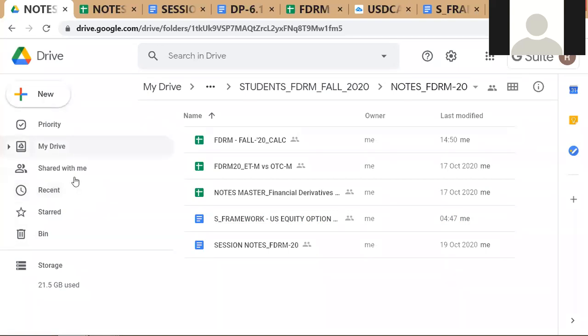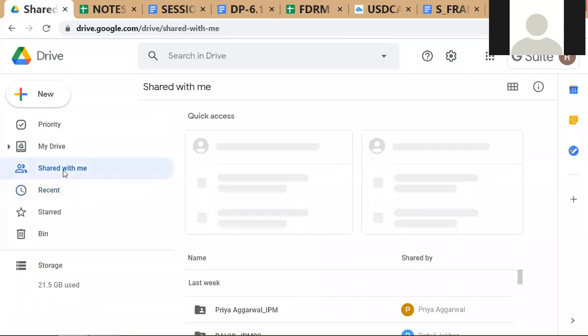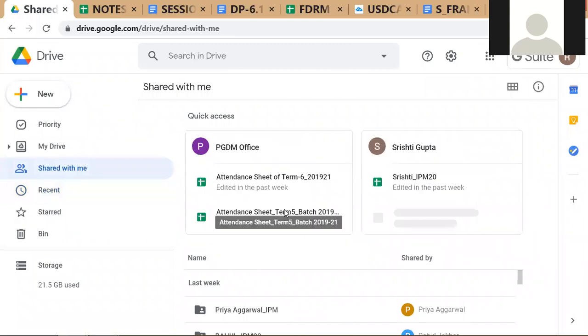Go to my drive. Go to this drive menu here. Sorry, not recent. Go to shared with me. Can you see all these people who shared their material with me? Okay, my PC is a little slow. You can see all the stuff that has been shared. Under shared with me, you will find this FDRM folder is available. You should know the right way to solve your problem.